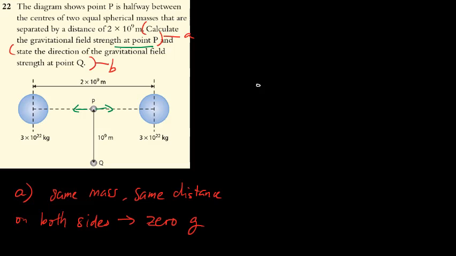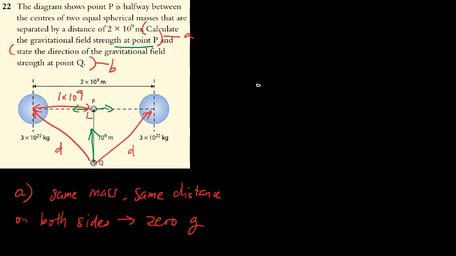In part B, it asks you to state the direction of the gravitational field strength at Q. Obviously, it will be attracted straight from the point where Q is to these two objects. And if you are only stating the direction, then of course it will be pointing upward. But I guess you can calculate it yourself. If you did not, please pause the video and try to do it now.